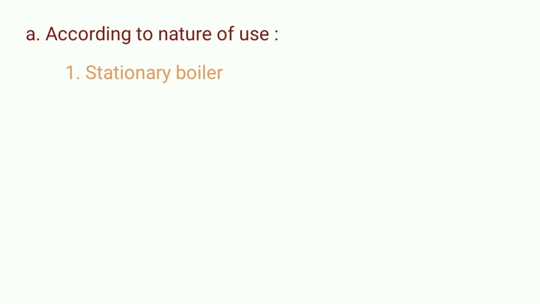Now, types of boiler. Boiler may be classified on the basis of some different points. Let's see. According to the nature of use. Number 1. Stationary boiler. This type of boiler is used for generation of thermal power. Number 2. Locomotive boiler. This type of boiler is used in locomotive engine. Number 3. Marine boiler. These boilers are used in steamships.